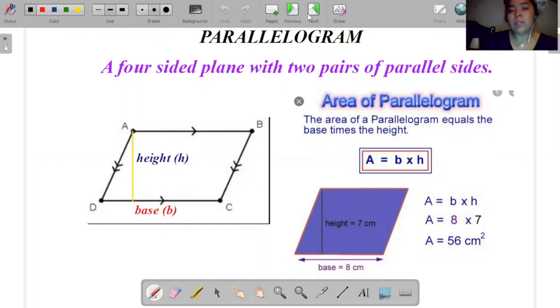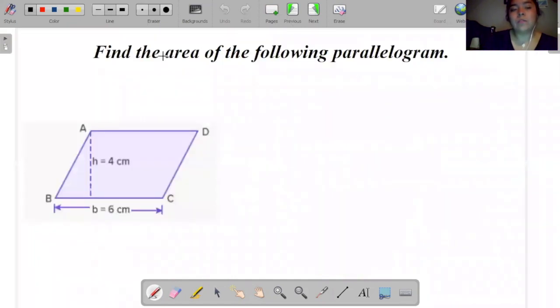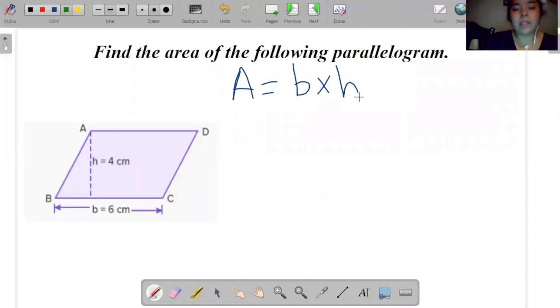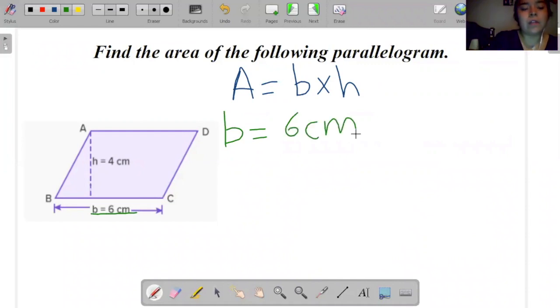Okay, so now let's do an example. So it says find the area of the following parallelogram. So first, let's write our formula. So we have A is equal to base times height, right? So let's find our base. Our B is 6 centimeters. And now let's find our height. Our height, which is H, is 4 centimeters.